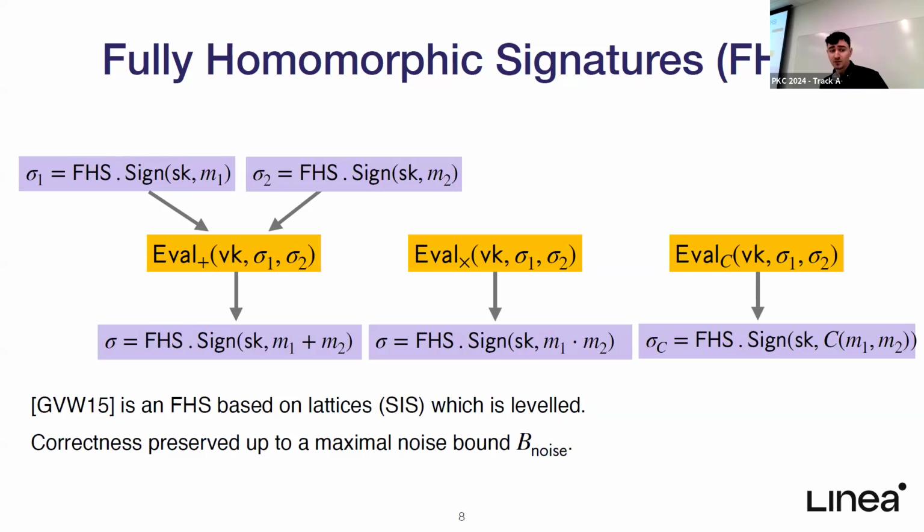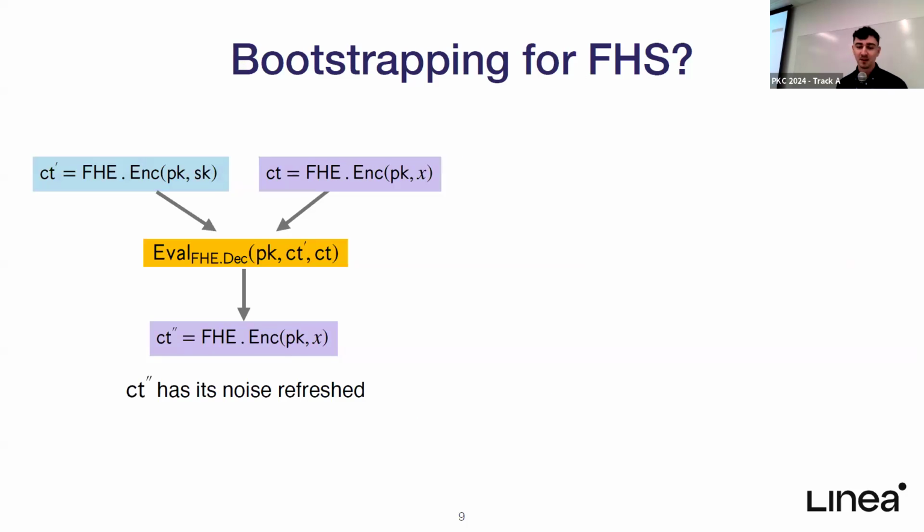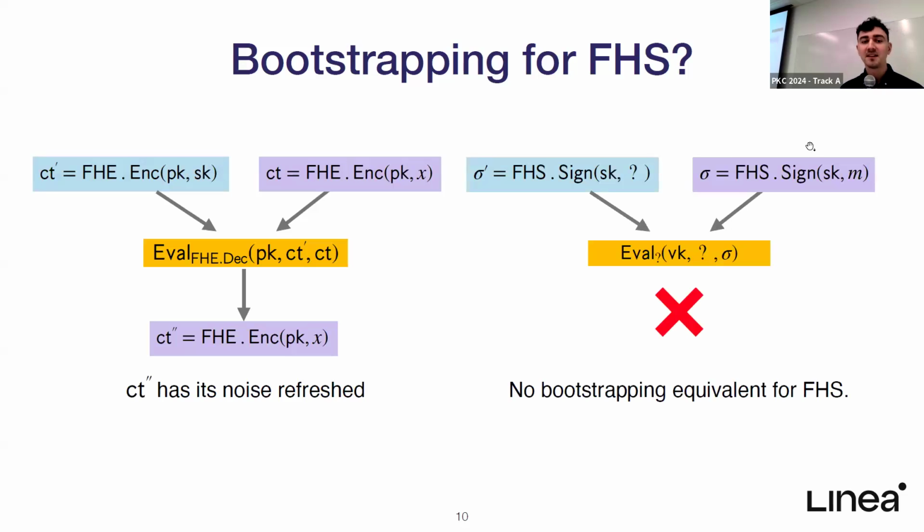But the constructions are leveled, so we do not have an unbounded number of levels. And the reason for that is that bootstrapping is hard for signatures. Basically, we do not have an equivalent of what it means to encrypt a secret key. If we sign the secret key, then we are leaking it, so no security. And even when you think about how to reduce the noise, evaluate what function? It's a question mark as well. So fundamentally, there is a problem in getting to an unbounded number of levels.